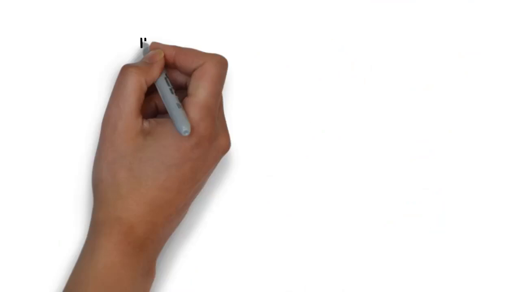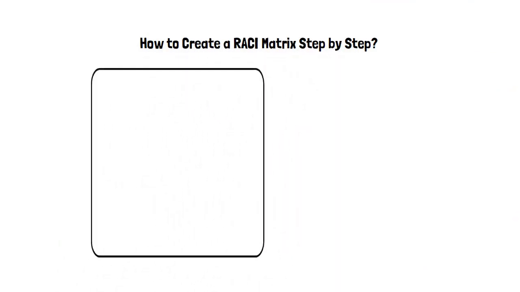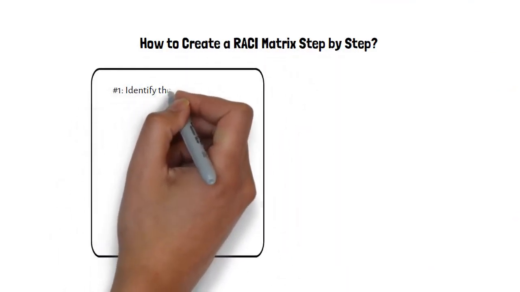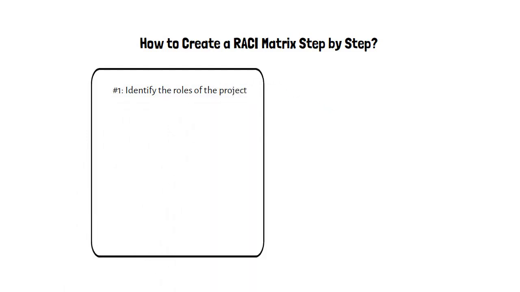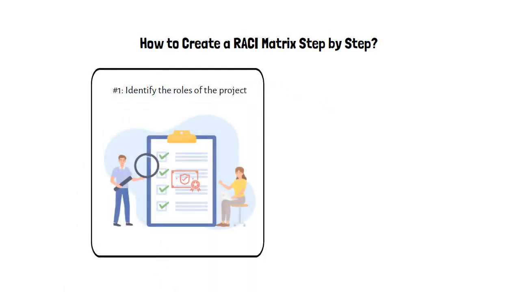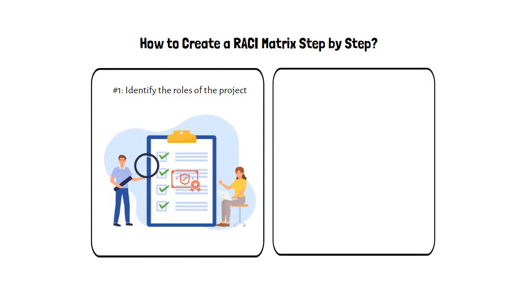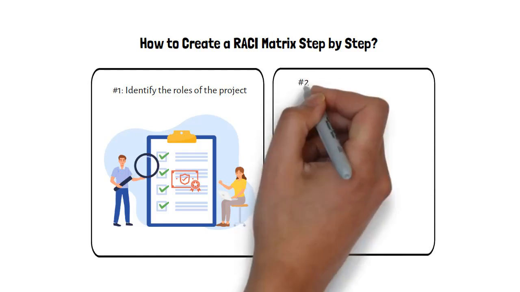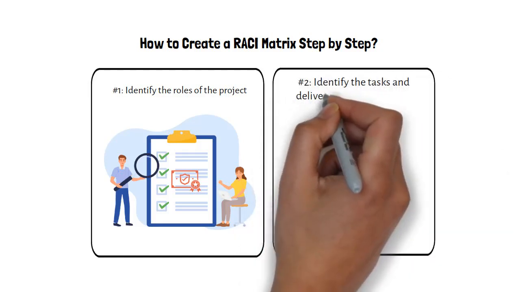How to create a RACI matrix step by step. Step 1. Identify the roles of the project. The first step of creating this matrix is to identify the project roles or specific people. You can create a simple table to list who are involved in the project. You can use names instead of writing the roles. In some circumstances, one team member may fill multiple roles. Likewise, multiple people may fill just one role.